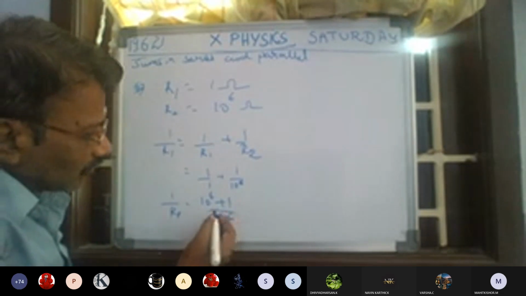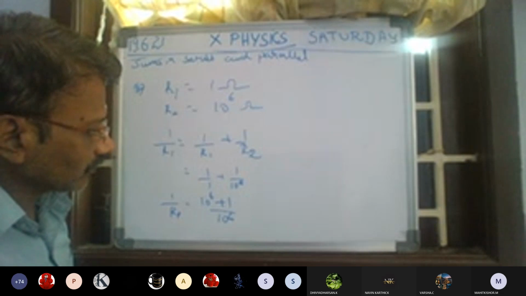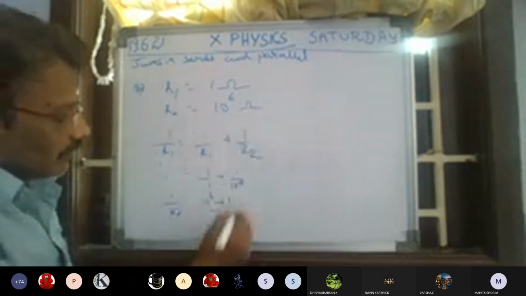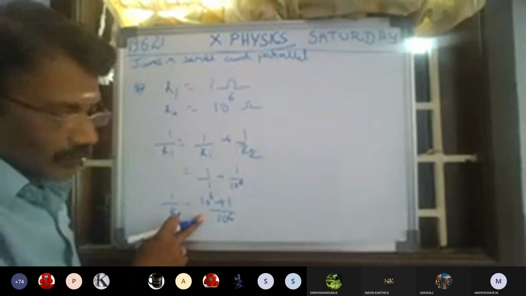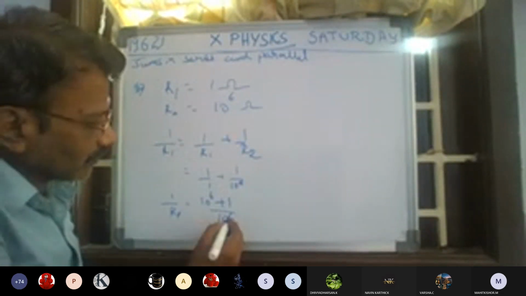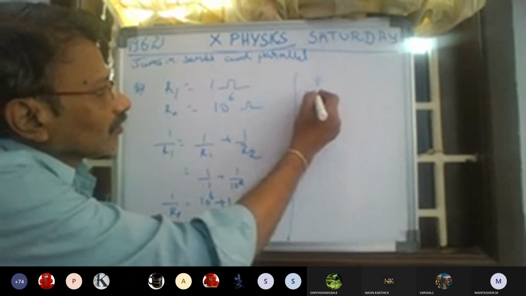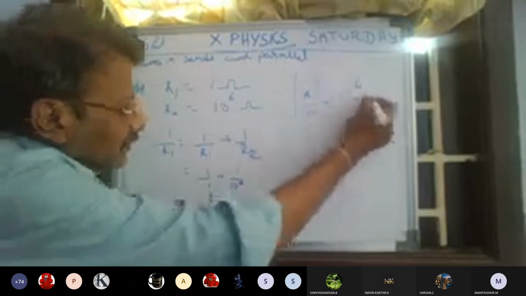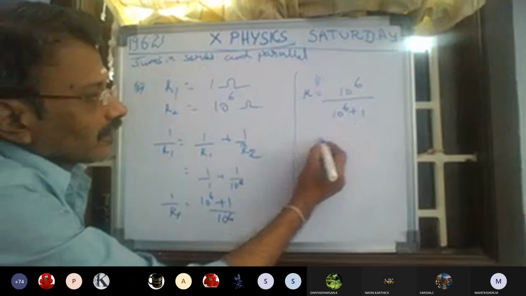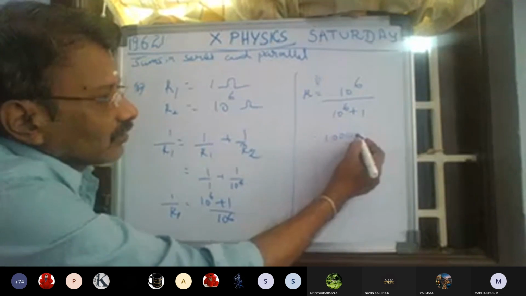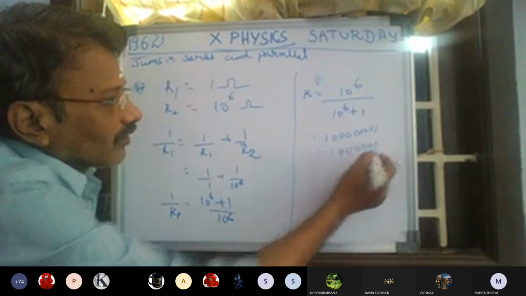10 to the power 6 plus 1. Approximately it comes to 10 plus 1. On adding 1 to 10 to the power 6, we get 10 to the power 6 plus 1. So R is equal to 10 to the power 6 divided by 10 to the power 6 plus 1. 10 to the power 6 is 1 0 0 0 0 0 0, and adding 1 gives 1000001.